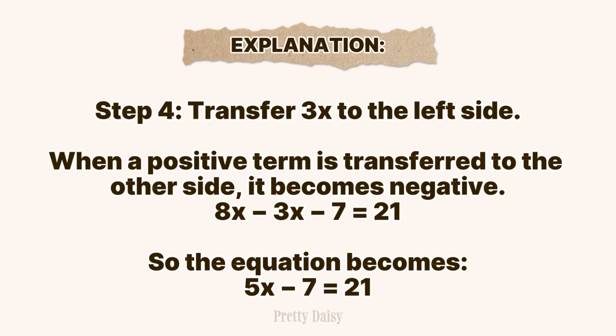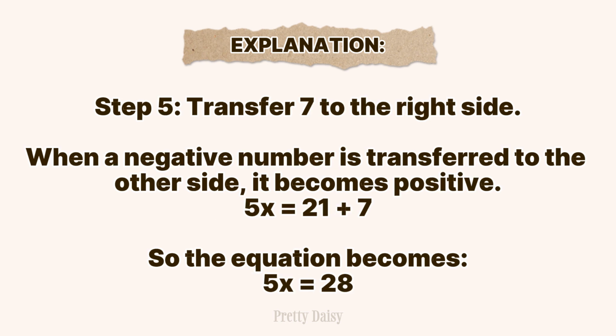Step 4. Transfer 3x to the left side. When a positive term is transferred to the other side, it becomes negative. So the equation becomes 8x minus 3x minus 7 equals 21. 5x minus 7 equals 21. Step 5. Transfer negative 7 to the right side. When a negative number is transferred to the other side, it becomes positive. So the equation becomes 5x equals 21 plus 7.